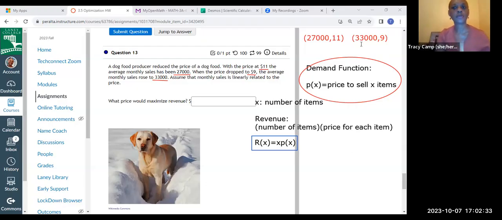And basically what we're going to do to find the demand function is we're going to find the equation of the line that has these 2 points, because it says right here to assume that monthly sales is linearly related to the price. So they're saying the demand function is going to be the equation of a line. And so we're going to find the equation of the line. So I'm switching over to iPad.